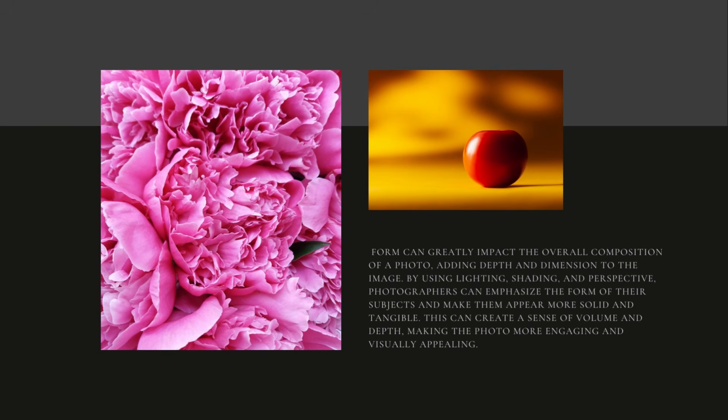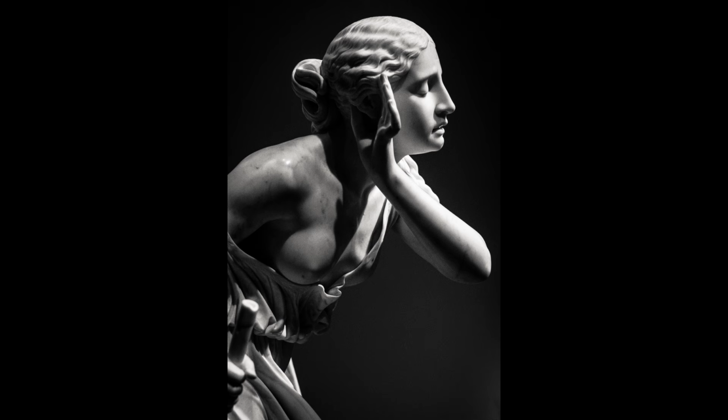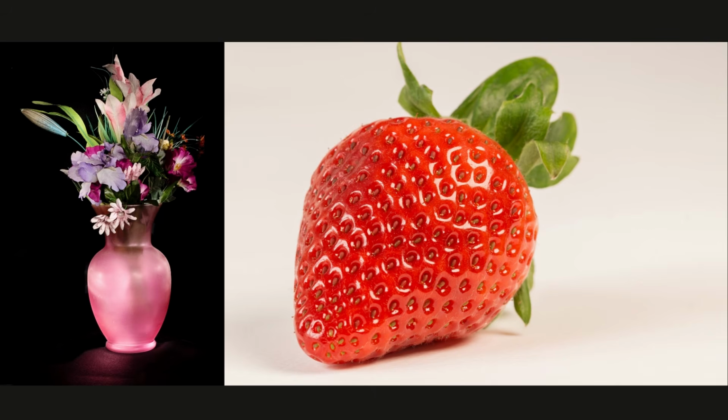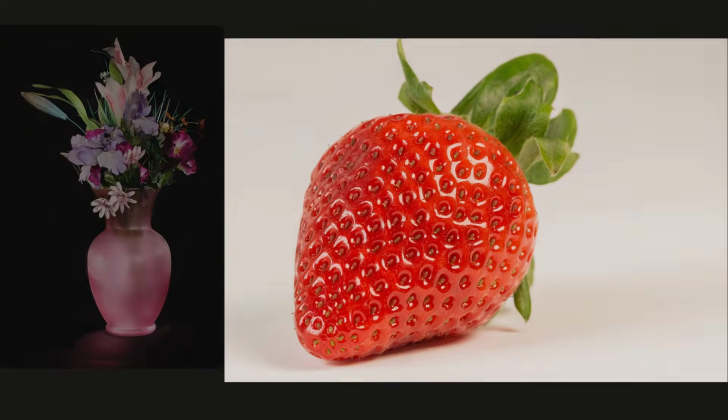A great example of using form in photography is through photographing objects that have distinct and recognizable shapes, such as a vase of flowers, a piece of fruit, or a statue. These objects have a defined and recognizable form, which can make the photo more interesting and visually appealing. By carefully lighting and positioning the object in the frame, you can emphasize its form and make it stand out, adding a new dimension to your photos.